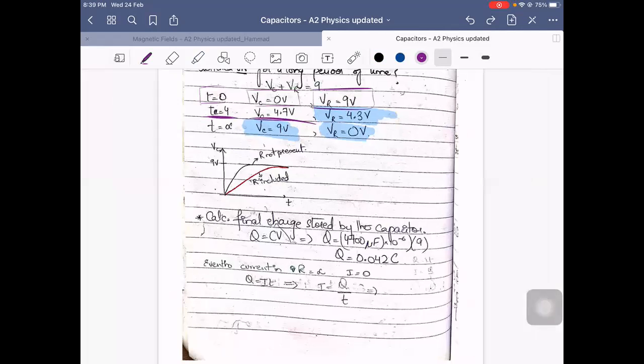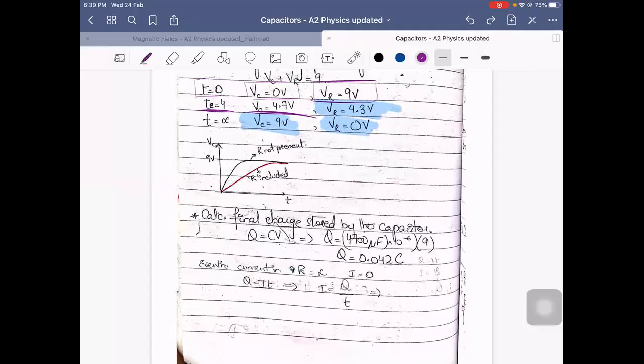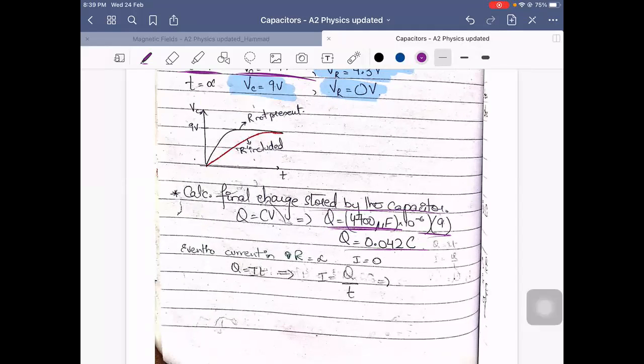So you are asked to calculate the final charge stored by the capacitor. The capacitor was 4700 microfarad. You convert it into farads. Your voltage value was 9. This is the final charge stored by the capacitor.